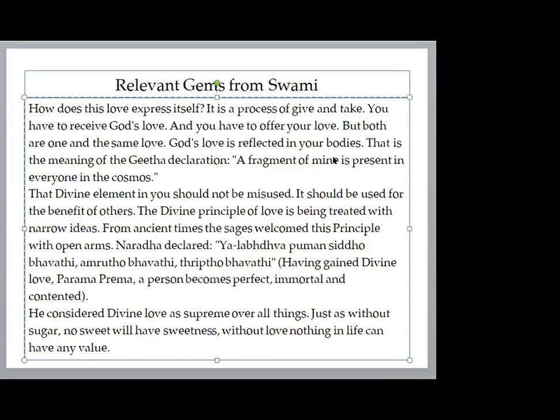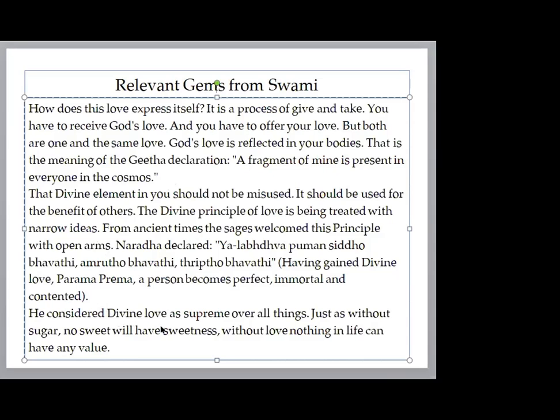God's love is reflected in your bodies. That is the meaning of the Gita declaration: a fragment of mine is present in everyone in this cosmos. That divine element in you should not be misused. It should be used for the benefit of others. The divine principle of love is being treated with narrow ideas. From ancient times, sages welcomed this principle with open arms. Narada declared, Yallabdva puman siddho bhavati amrito bhavati tripto bhavati. Having gained divine love, parama prema, a person becomes perfect, immortal, and contented.